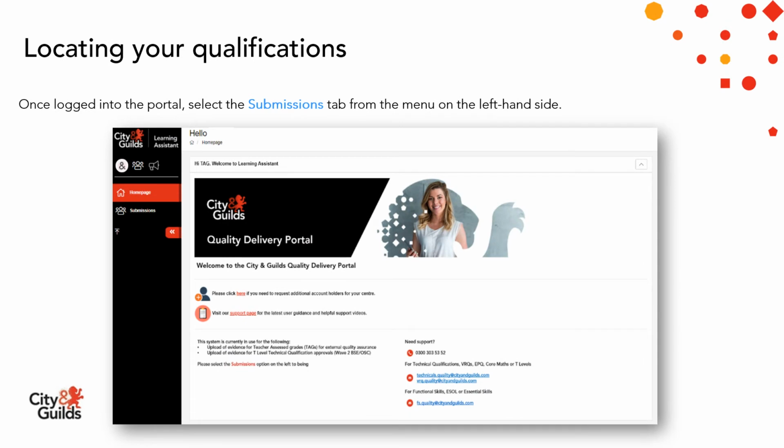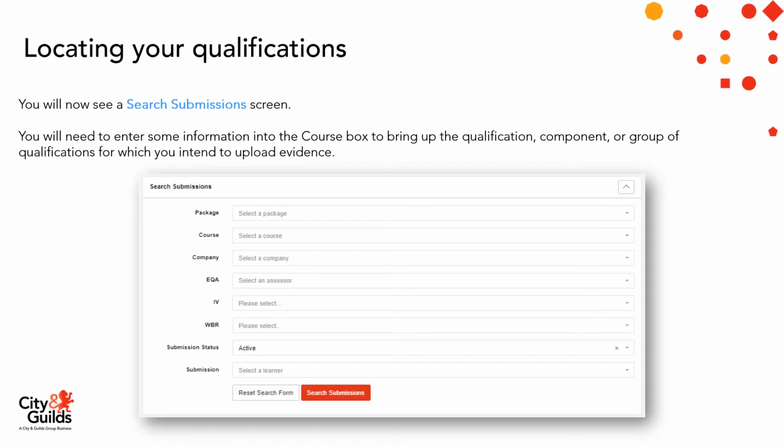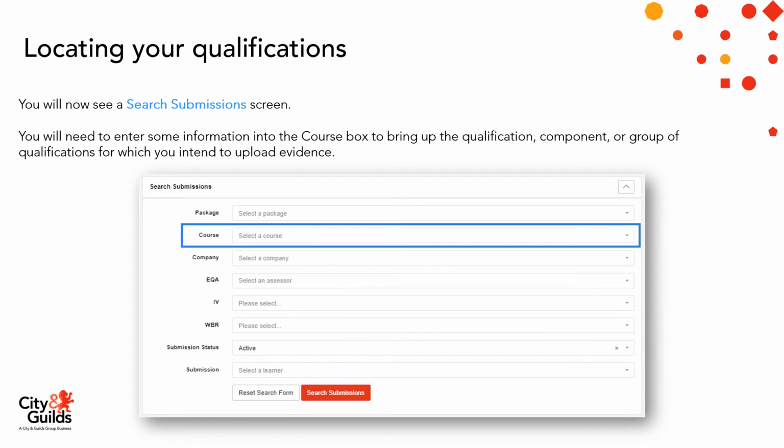So once you're logged in, you'll need to find where your qualifications are and where you need to upload your evidence. Once logged into the portal, you select the Submissions tab from the menu on the left hand side. You'll now see a Search Submissions screen. All you need to do is enter some information into the course box to bring up the qualification, component or group of qualifications for which you need to upload the evidence.